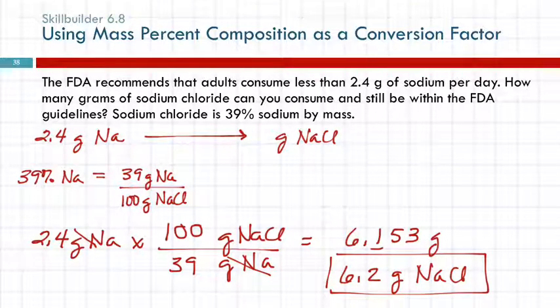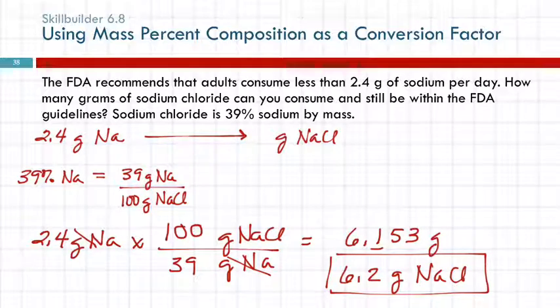Any questions? That's a good question. Thank you for asking. Where did I get this? This part, right? I got that from 39%. So percent. How many years in a century? 100. Per 100. So 39% means 39 per 100. It's 39 parts per 100 parts. So I can say 39 grams per 100 grams.